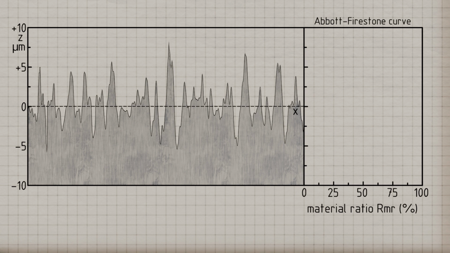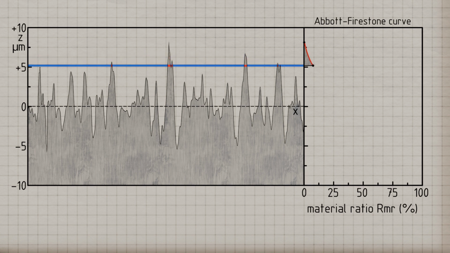In this diagram, the bearing material ratio is plotted along the horizontal axis, while the cut depth is shown on the vertical axis. To construct such a diagram, a horizontal cutting line is moved downward through the surface profile, and the resulting red bearing sections are related to the evaluation length. This provides information on the percentage of bearing material present at a given cut depth.